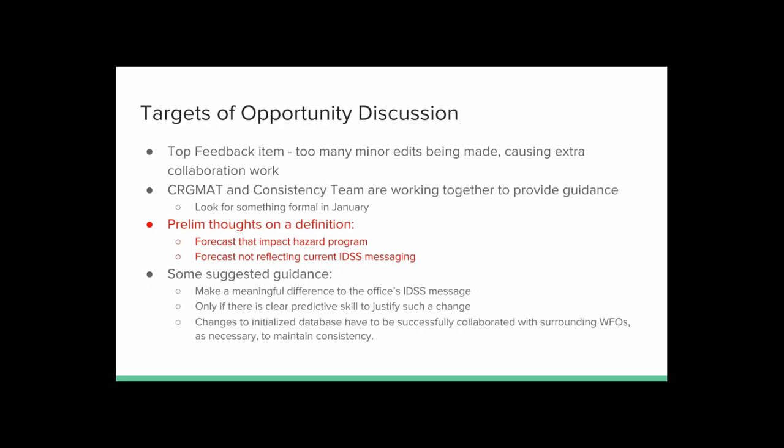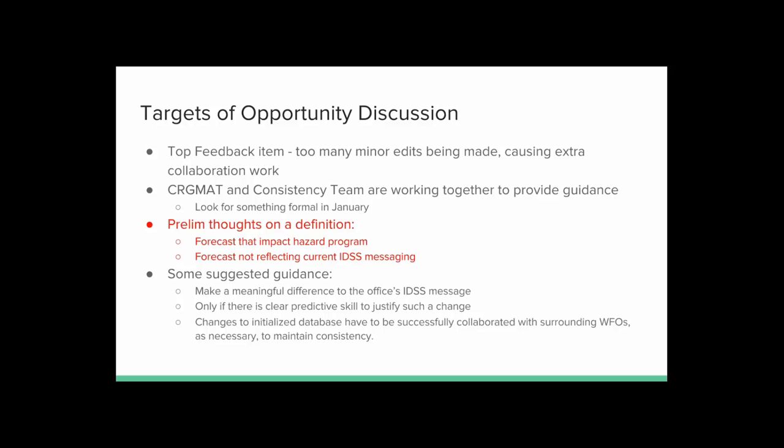Also need to talk a little about targets of opportunity. It's still a top feedback item, a lot of these edits being made that are fairly minor, which cause extra collaboration work. Central Region's good team, as well as the consistency team, are working together to provide guidance. We're looking at something formal in January to come out, a doc, and also maybe a webinar for that. Preliminary thoughts on a definition for what you want to change in the forecast is anything that would impact the hazard program or not reflect current IDSS messaging.